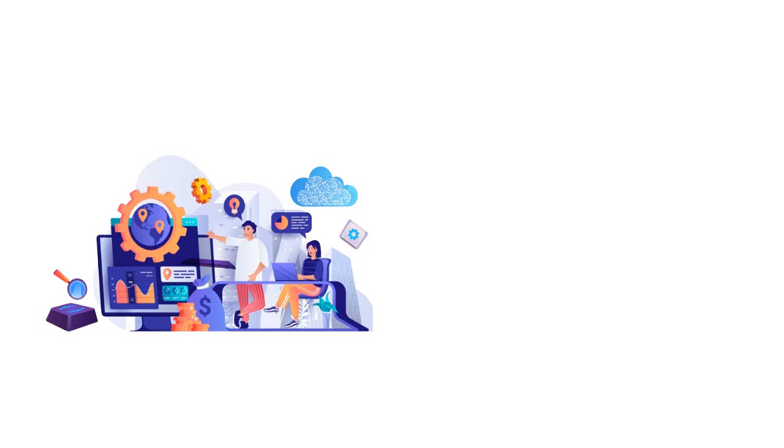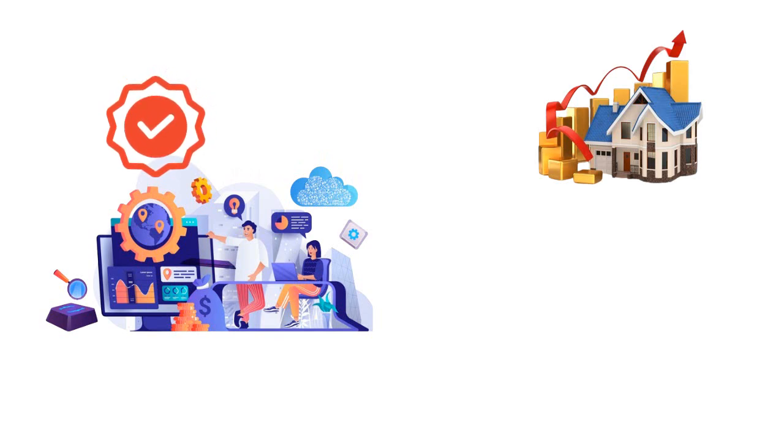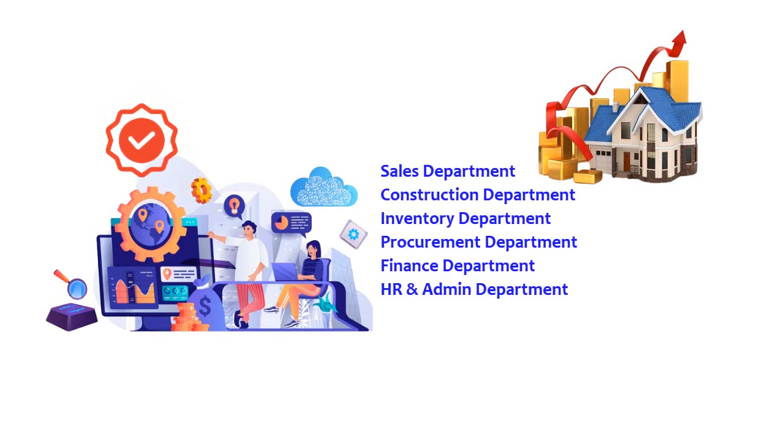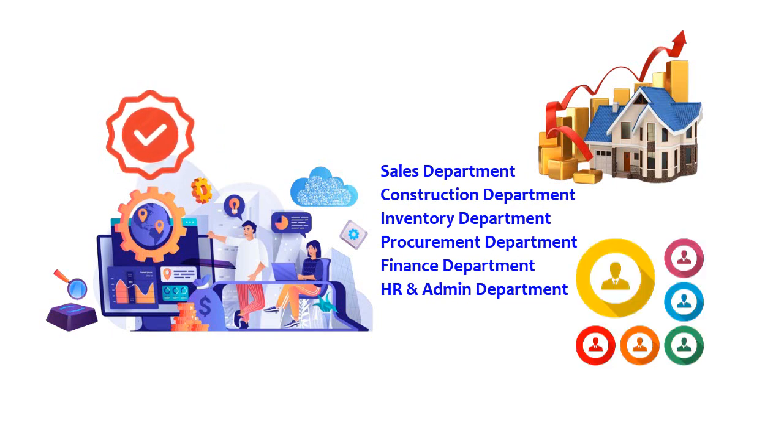In this video, I will show an overview of Futuretech Cloud ERP for the real estate industry, or Futuretech Total Information Management System software for the real estate industry, which includes sales department, construction department, inventory department, procurement department, finance department, and HR and admin department. Here, the whole software will be operated by the admin user, and every department will operate through their own user account.